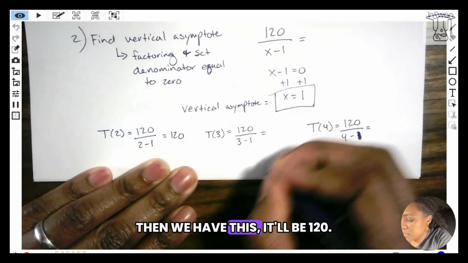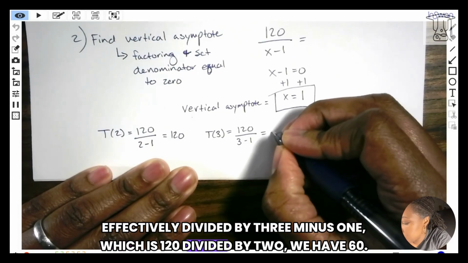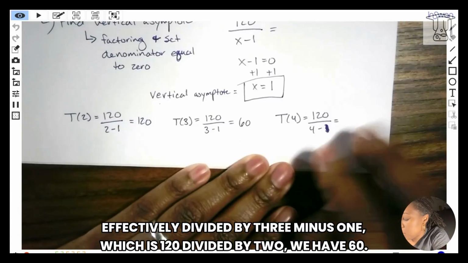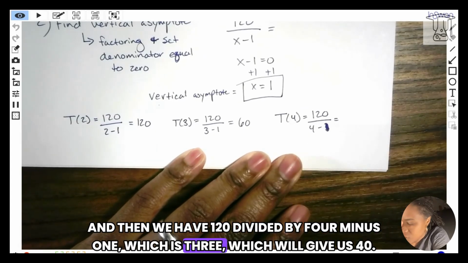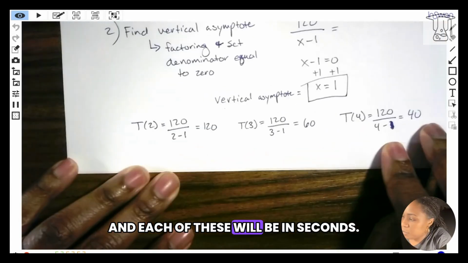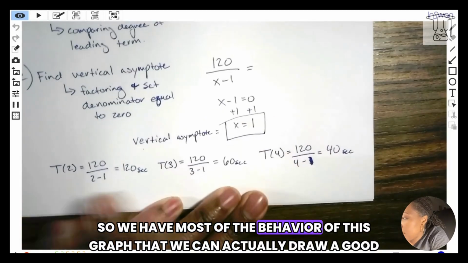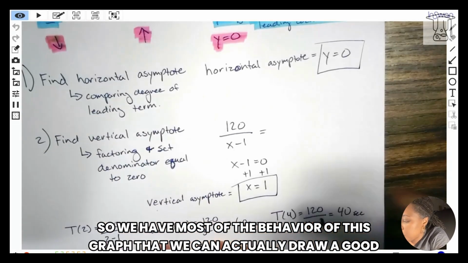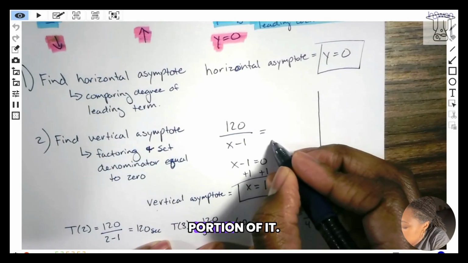Then we have 120 divided by 3 minus 1, which is 120 divided by 2. We have 60. And then we have 120 divided by 4 minus 1, which is 3, which will give us 40. And each of these will be in seconds. So we have most of the behavior of this graph that we can actually draw a good portion of it.